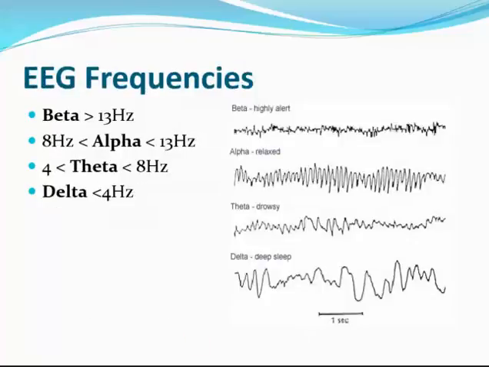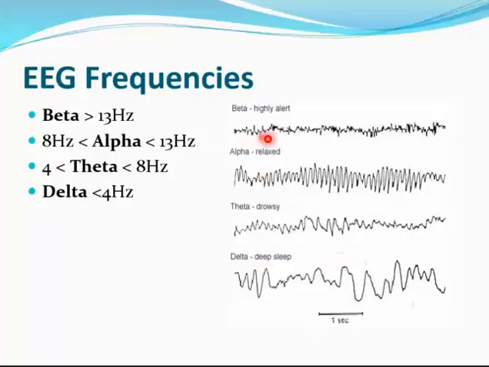Now, just a refresher on our frequencies. As we said, anything above 13 is beta activity, anything between 8 and 13 is alpha, anything between 4 and 8 is theta, and anything under 4 is delta. You might see some other texts in some other places talking about 3.5 or 7.5, but in essence, what we're saying is that the boundary lies in between. Anything above that is a certain frequency.